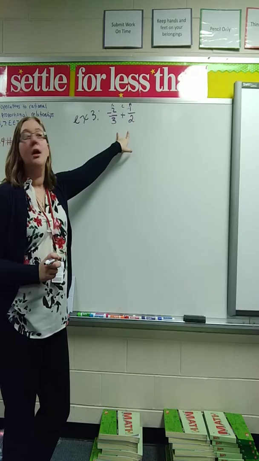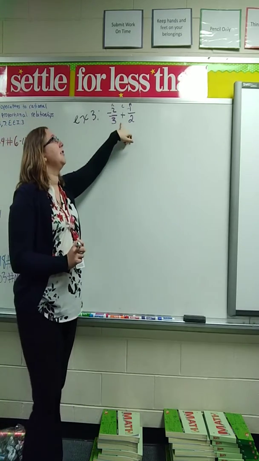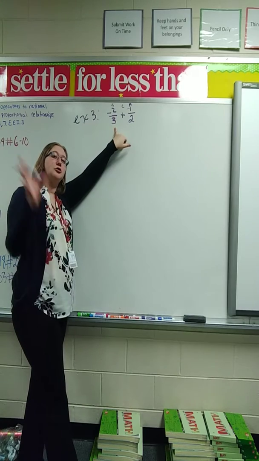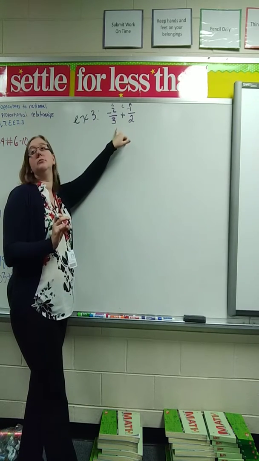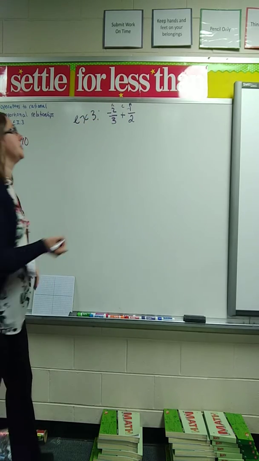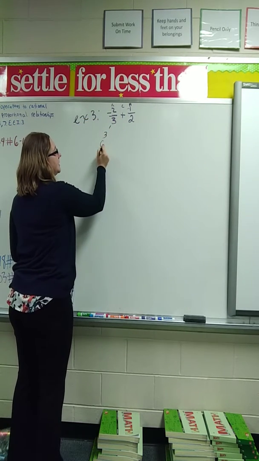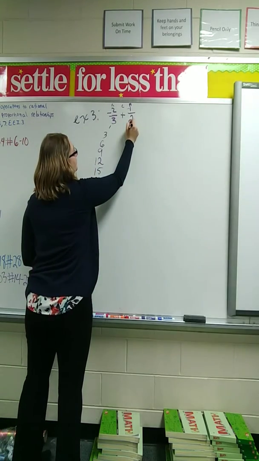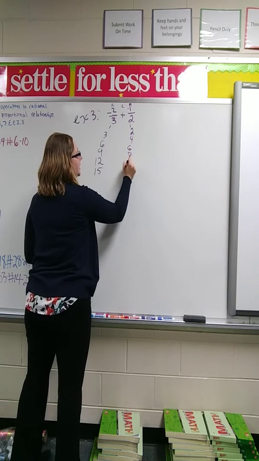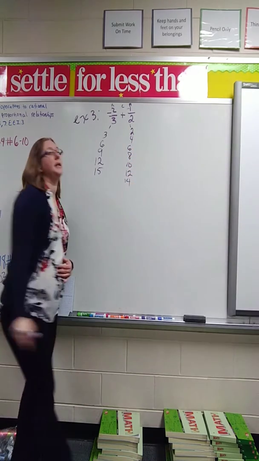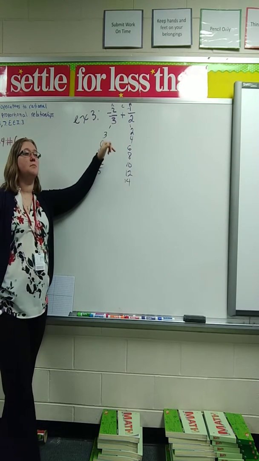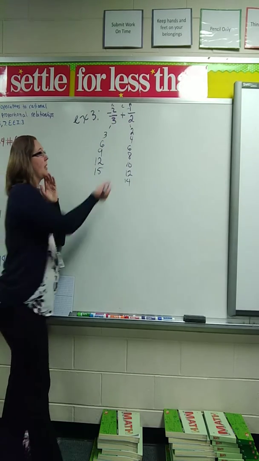Do I need a common denominator? Yes. Does anybody know off the top of their head what my common denominator is between 2 and 3? 6. Alright, let's check our multiples. For 3 we have 3, 6, 9, 12, 15. For 2, we have 2, 4, 6, 8, 10, 12, 14. What is the smallest number that they have in common? The 6.